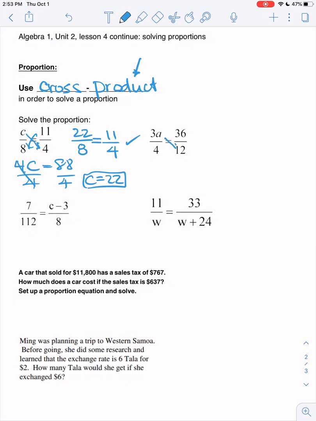Let's try another one. We have 3a times 12, that's going to give us 36a, and 4 times 36 is going to give us 144. Divide each side by 36, and we're going to get a equals, looks like 4. Let's add an expression in there.